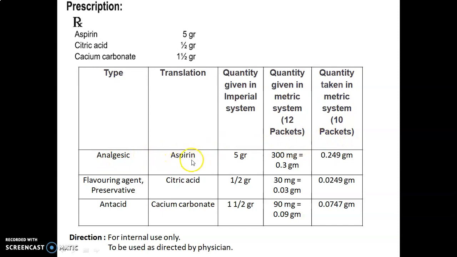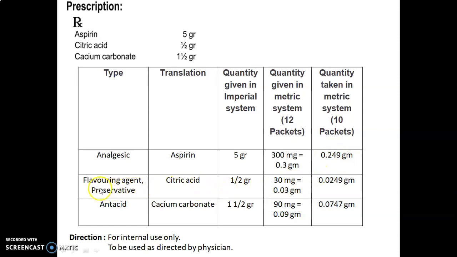First of all, we have aspirin, which is used as an analgesic. Quantity given in imperial is 5 grain. As we know, 1 grain is equal to 60 milligram. So 5 into 60 is equal to 300 milligram, that is equal to 0.3 gram. And the quantity taken in the metric system to prepare 10 packets is 0.249 gram. This quantity should be calculated with the help of the factor.